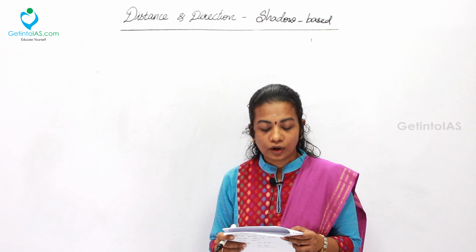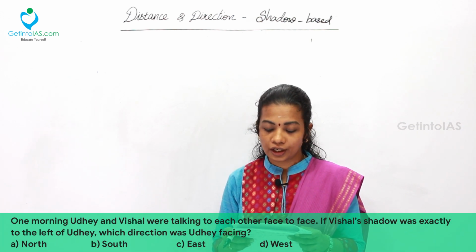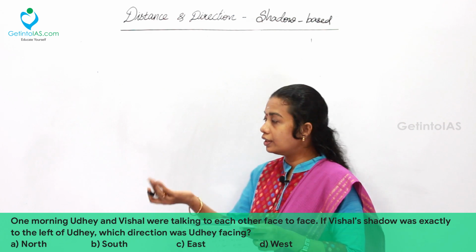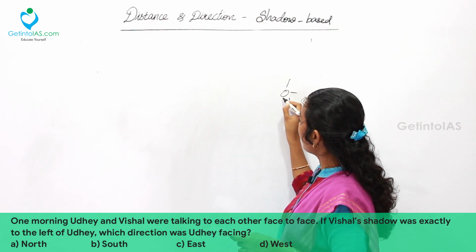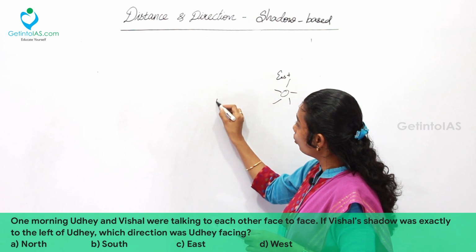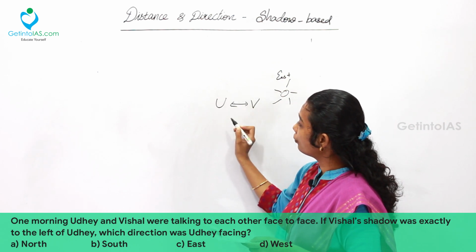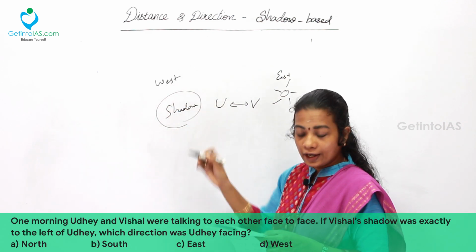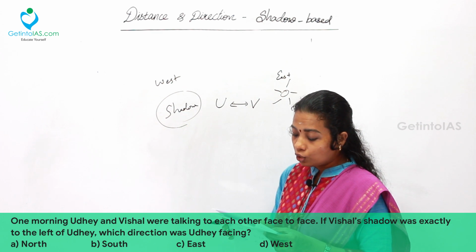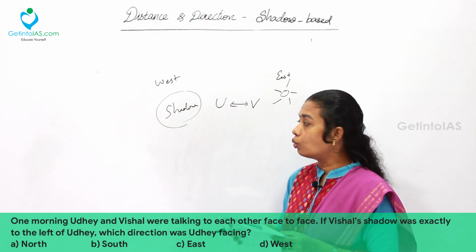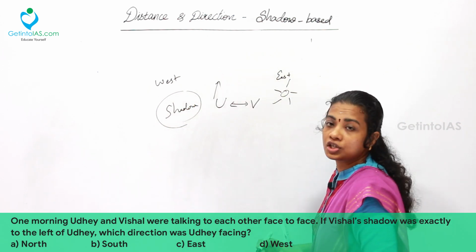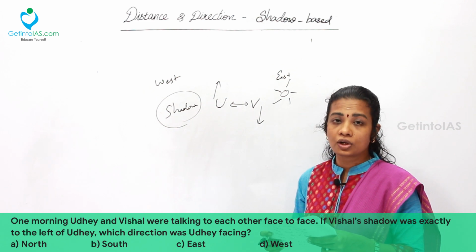The next question. One morning, Uday and Vishal were talking to each other face to face. If Vishal's shadow was exactly to the left of Uday, which direction was Uday facing? In the morning the sun will be in the east side and Uday and Vishal were face to face. Their shadow will always be on the west side. It is clearly given the shadow was exactly to the left of Uday. Uday's left, which means Uday is facing the north position. So finally the answer for this question is option A, north.